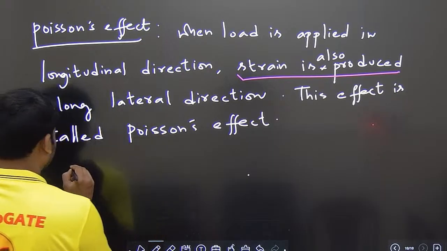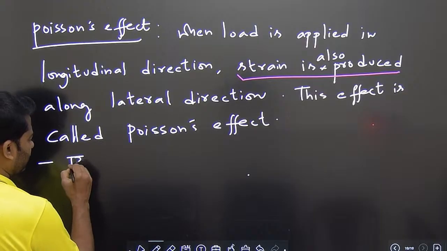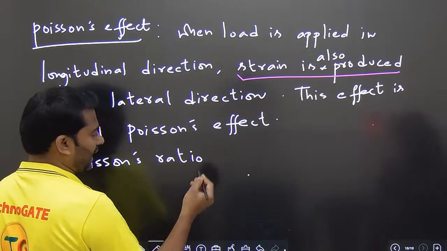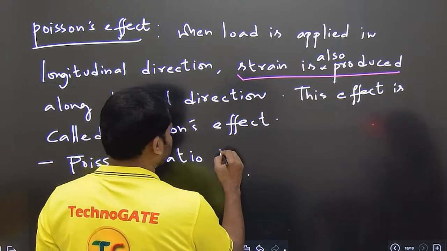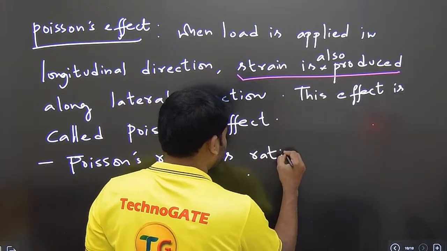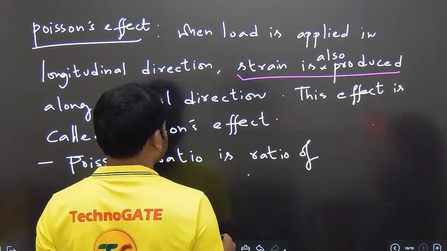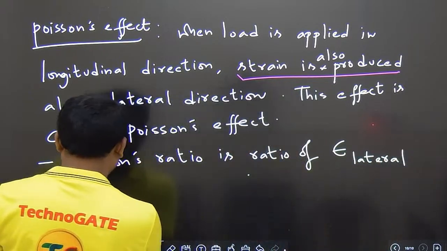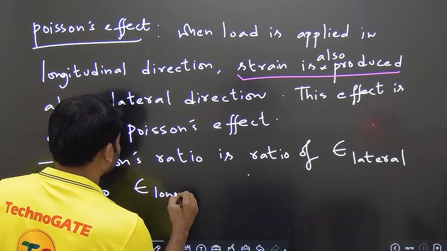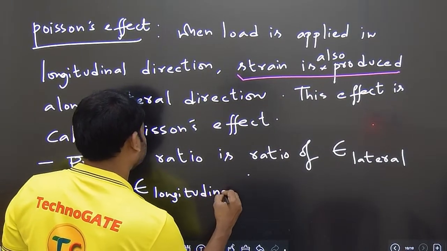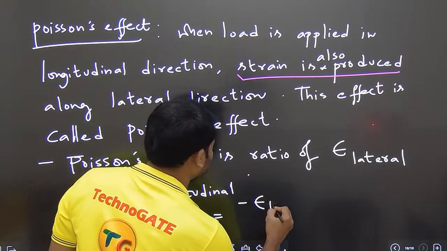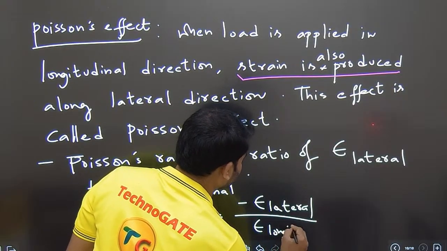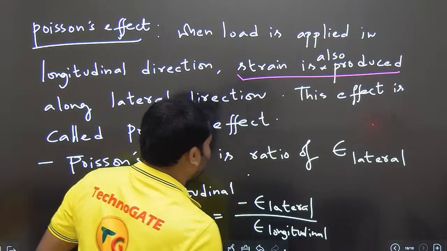So Poisson's ratio gives us the idea regarding lateral strain. Poisson's ratio is the ratio of epsilon lateral to epsilon longitudinal. So Poisson's ratio is equal to minus epsilon lateral by epsilon longitudinal. And why do we put this negative sign?